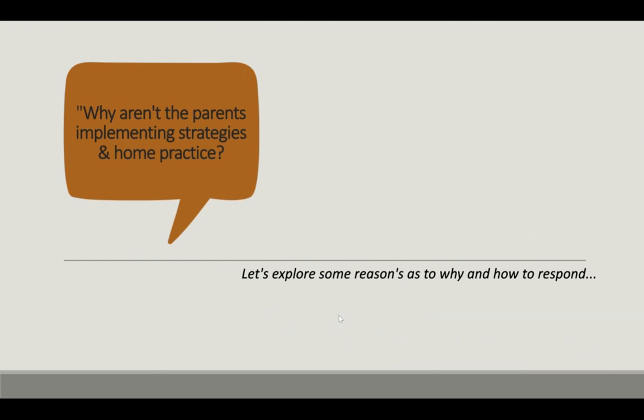So the big question that we might all ask at some point in our practice is, why aren't the parents implementing the strategies at home? Why aren't they doing their home practice? I don't understand. So let's explore some reasons as to why that might happen and how we can respond to different scenarios.